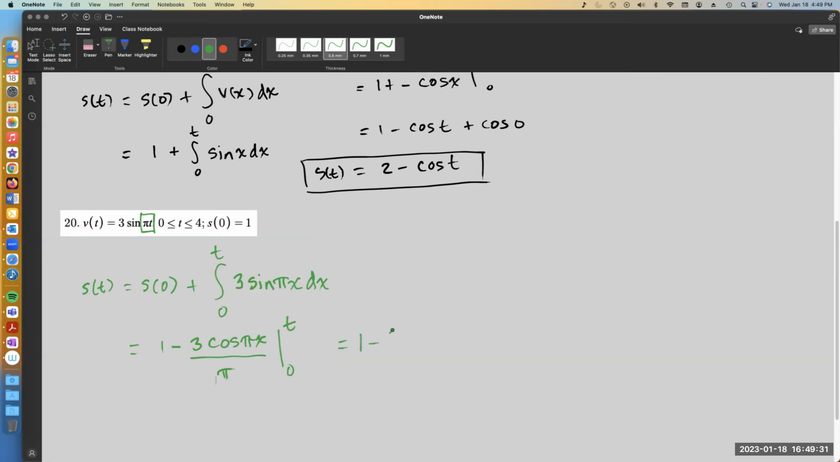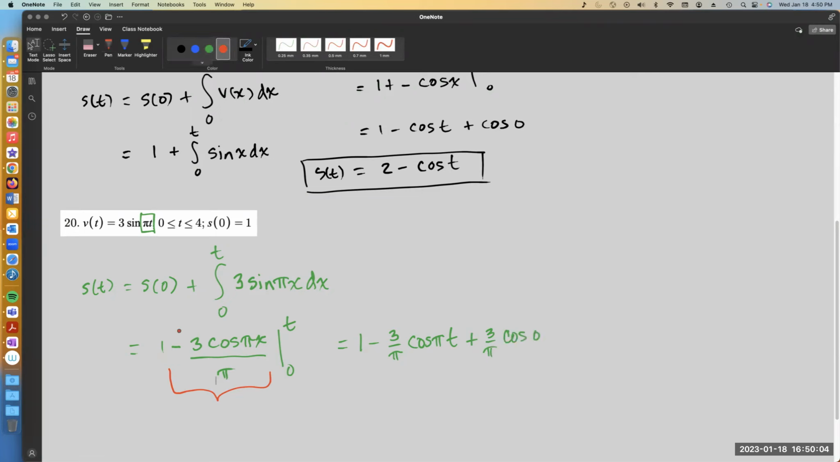And I think I'll rewrite it like this. I'll put the pi, I'll mash the constants together. Now I'm plugging in the upper limit first. And then we subtract off the antiderivative at the lower limit. Notice that this antiderivative is in fact negative. So when we subtract off a negative, it becomes positive. So we'll get plus 3 over pi cosine of 0.